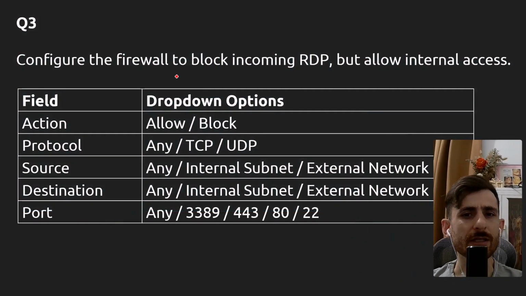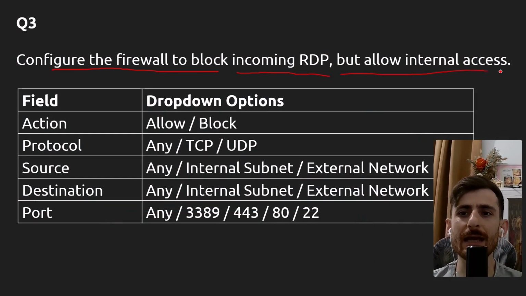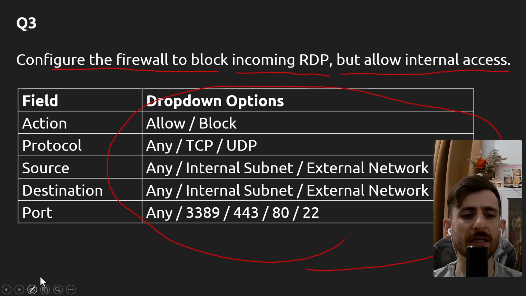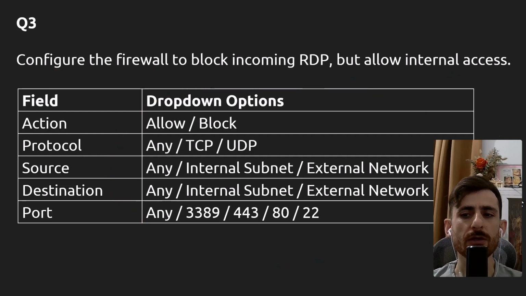The question is as follows. Configure the firewall to block incoming RDP, but allow internal access. Here are your options that you need to select, and that's pretty much it. Go ahead, pause the video, take a couple of seconds, and we'll jump into the answers.